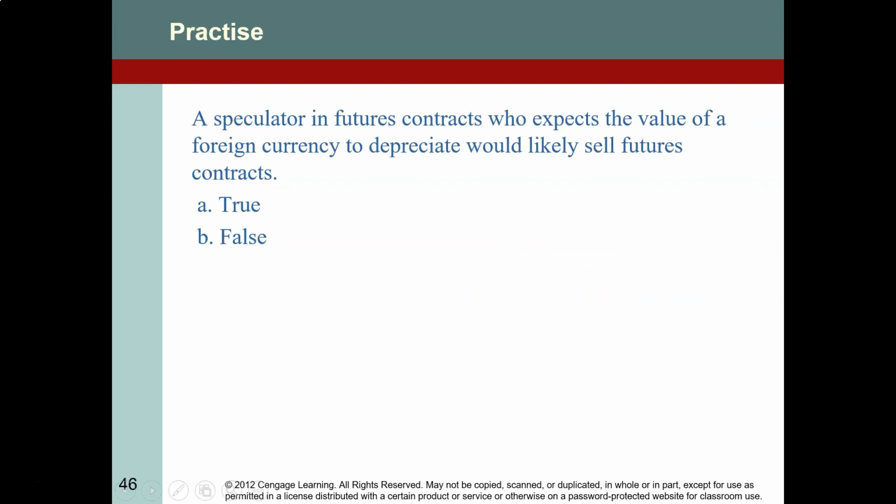A speculator in futures contracts who expects the value of a foreign currency to depreciate would likely sell futures contracts. Is it true? Yes, it's true. Okay, it wants to be locked in a futures price, a higher price, according to the futures contract. So when the spot rate depreciates, it can buy at a lower rate and then sell under the futures contract.